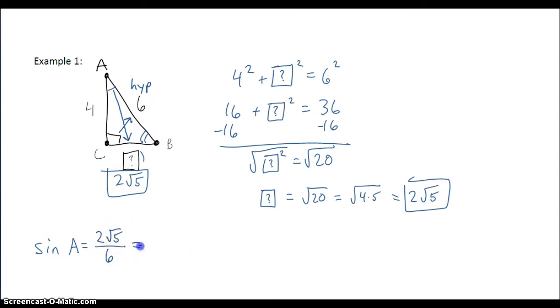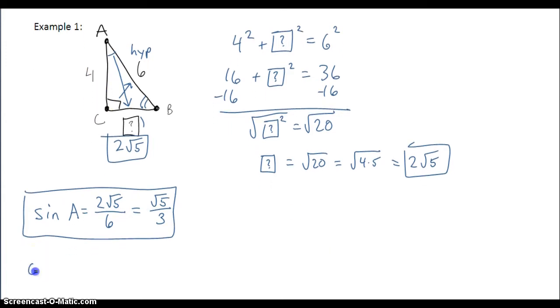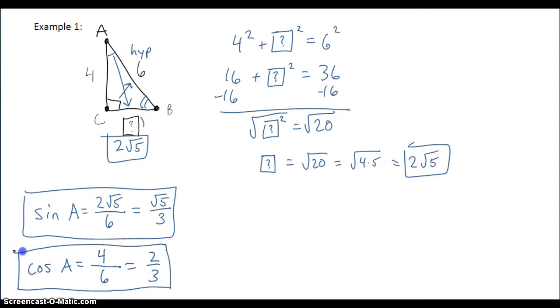Now I can simplify this fraction. 2 divided by 6 is 1/3. So this simplifies down to the square root of 5 over 3. Now let's keep going with angle A. If I look at the cosine of angle A, cosine is adjacent over hypotenuse. Well, my hypotenuse is 6, and adjacent to angle A is 4. And 4/6 can be simplified down to 2/3. So the cosine of A is 2/3.